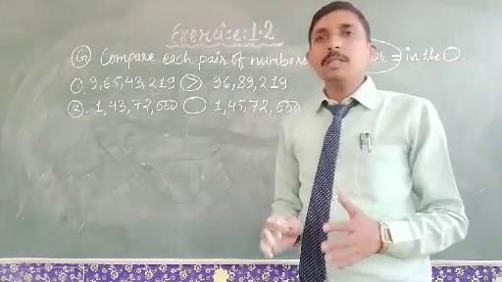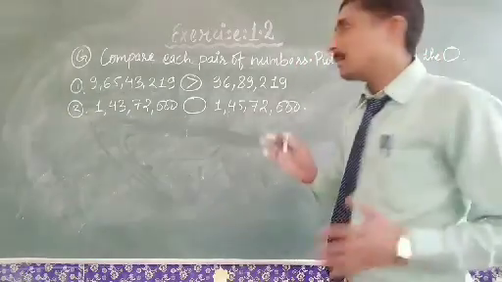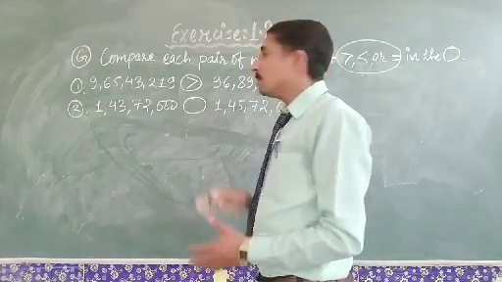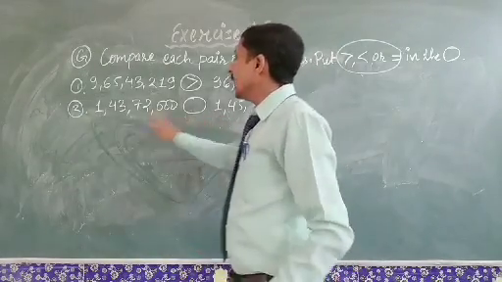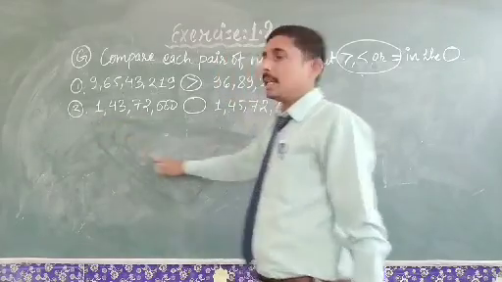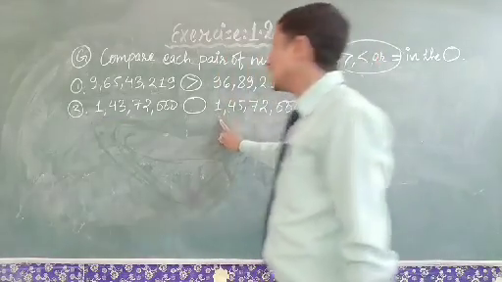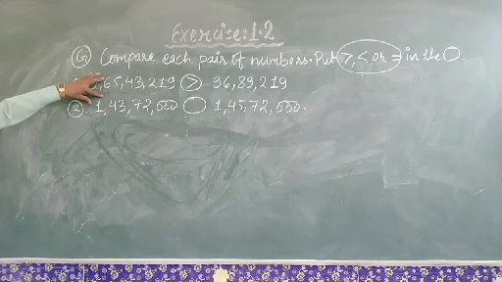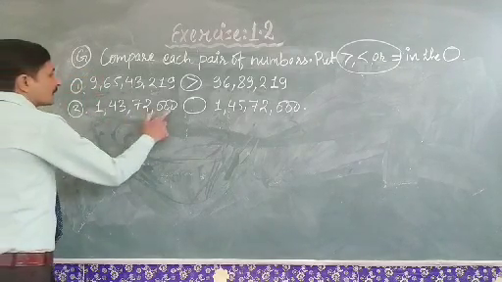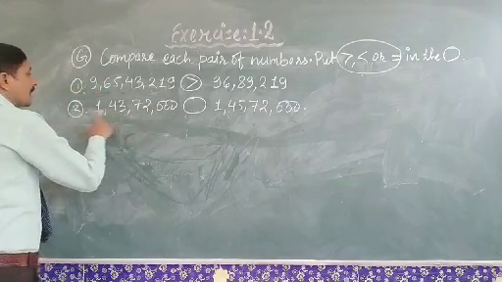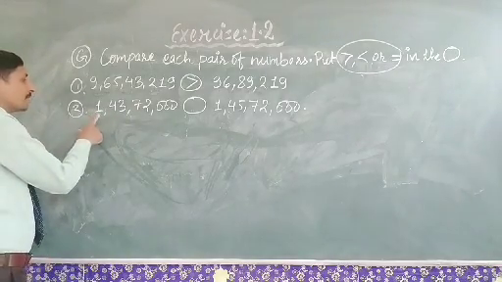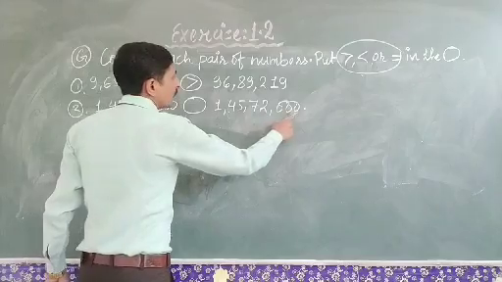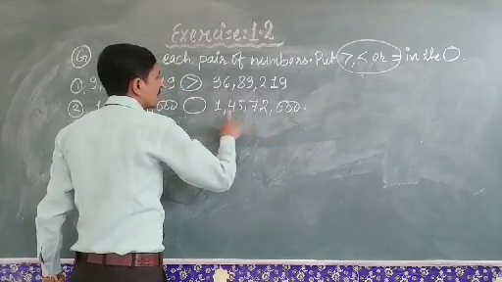When the number of digits are equal, then what we have to do? We have to compare both the numbers from their leftmost place. That means the leftmost place of this first number is ones, tens, hundreds, thousands, ten thousands, lakh, ten lakh, crore. Crores place. In crores place, you see the digit 1 is here. And in second number, ones, tens, hundreds, thousands, ten thousands, lakh, ten lakh, crore.